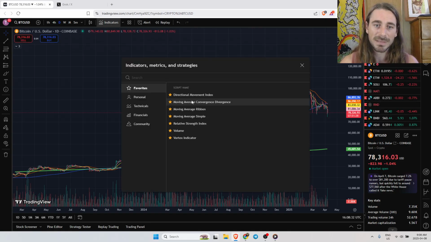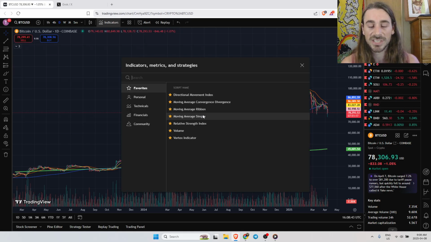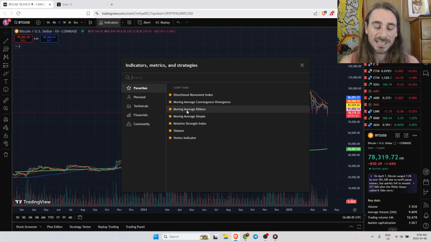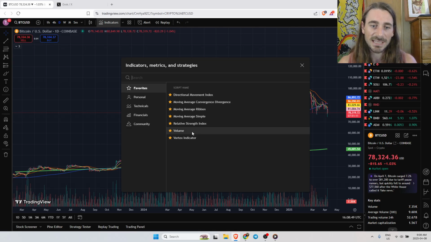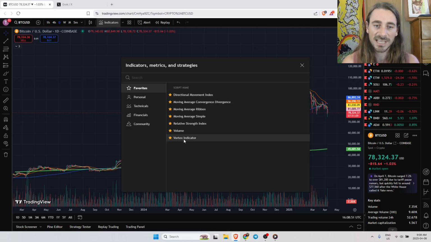So again, for me, you want to focus on the overbought, oversold nature of the market. That's going to be your RSI and your MACD. You want to focus on the trend and the trend strength. So your moving averages can help you show trends, as well as the directional movement index and the vortex indicator can also signal that trend.